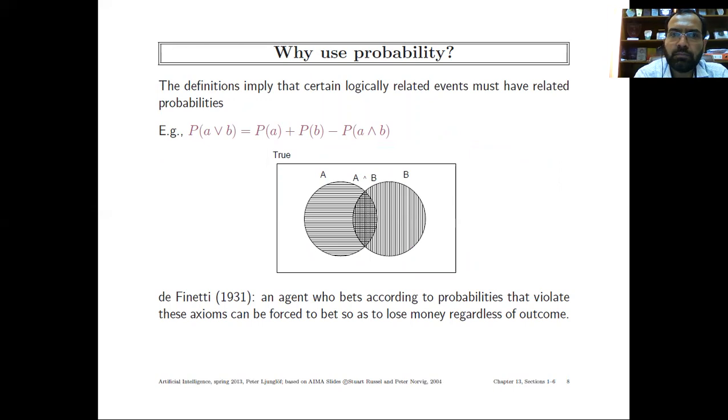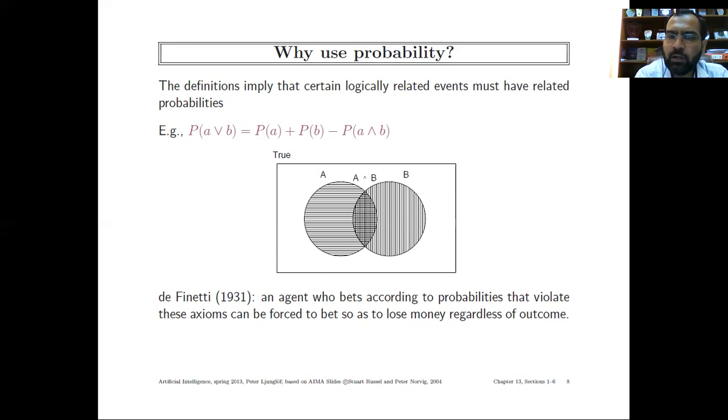Here you can see it in terms of a Venn diagram. Suppose we have A and we have B. There is some commonality between A and B, represented as A and B. If you want to calculate the probability of A or B, it includes the probability of A plus the probability of B, and you obviously minus the probability of the common elements of A and B.